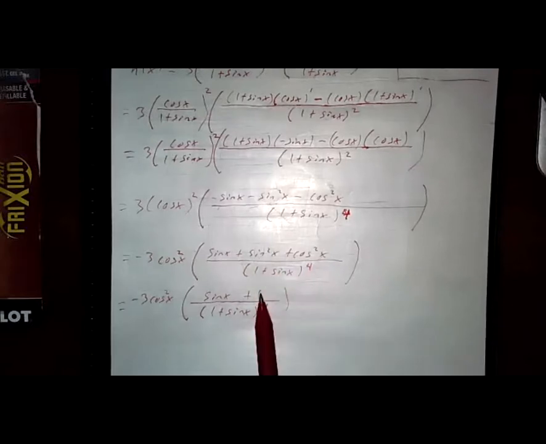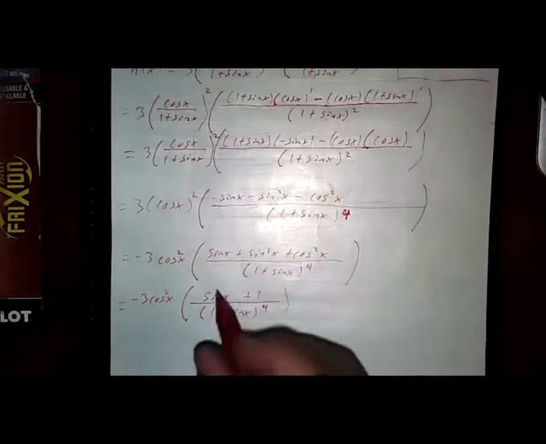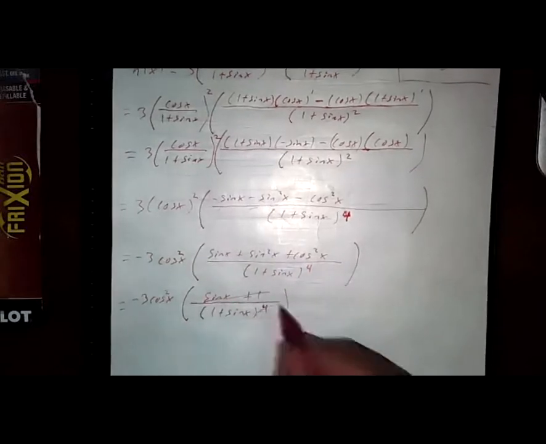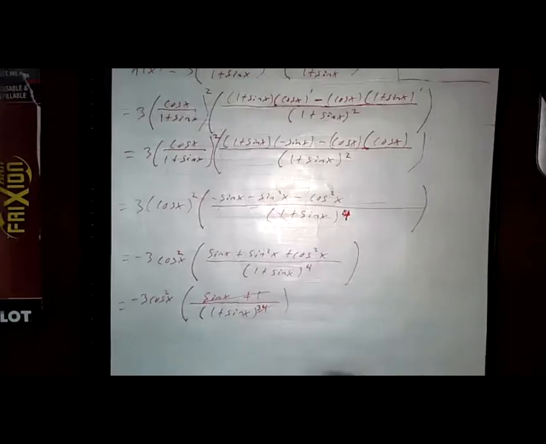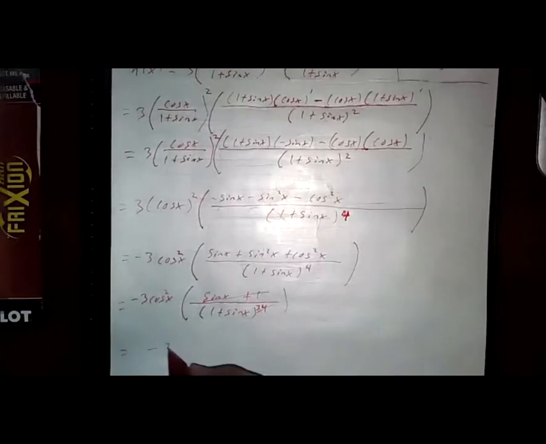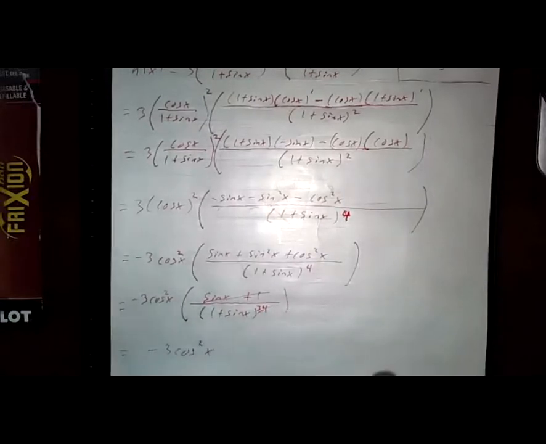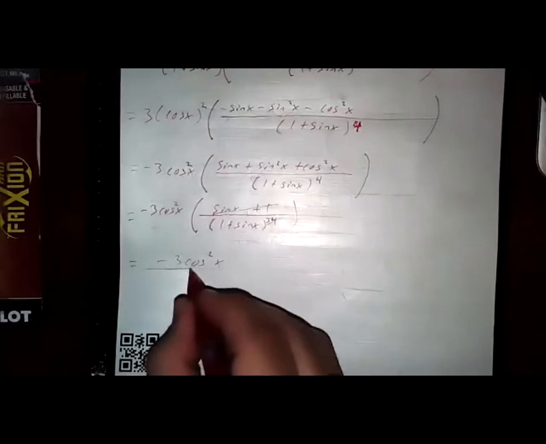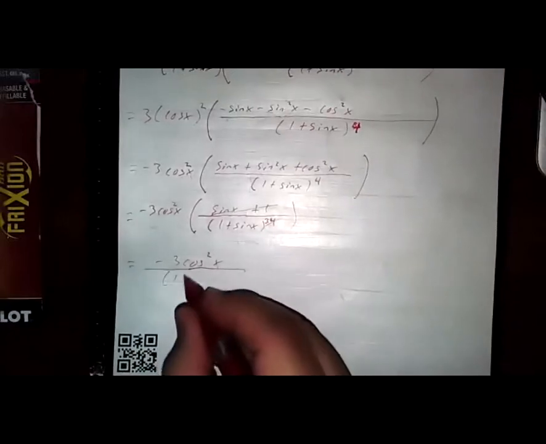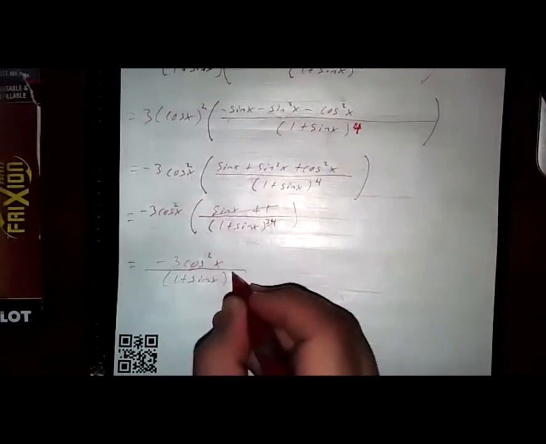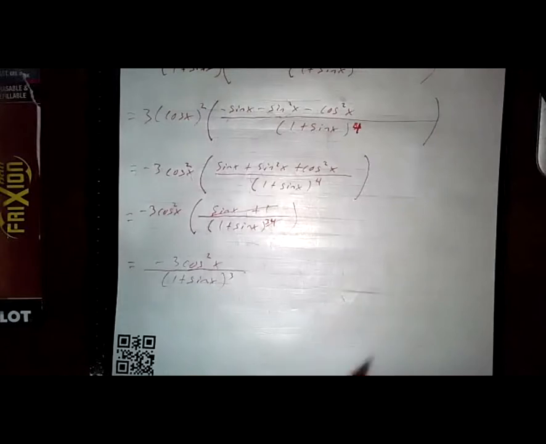So this becomes plus. So now this will cancel one of those. So now I have -3 cosine squared x over 1 plus sine x cubed. And that's as pretty as it's going to get.